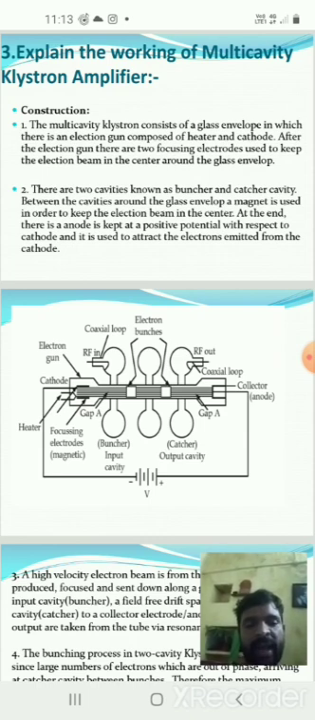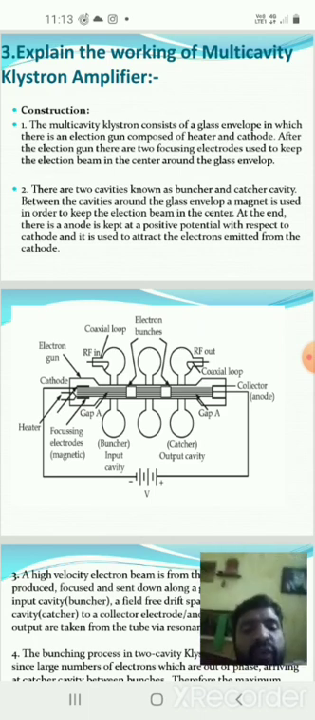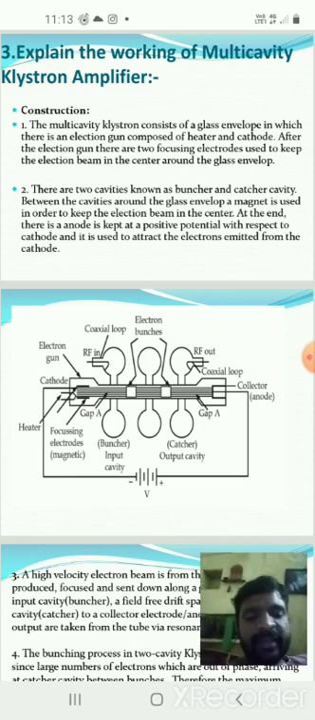We have three cavities. The first one is the input cavity, called the buncher cavity. The last one is the output cavity, called the catcher cavity. Between the cavities we use magnets. These magnets are used to centralize the electrons, keeping them in the center of the vacuum tube or glass.